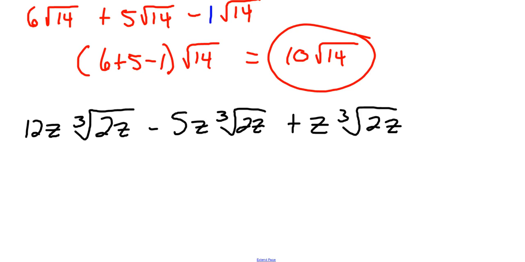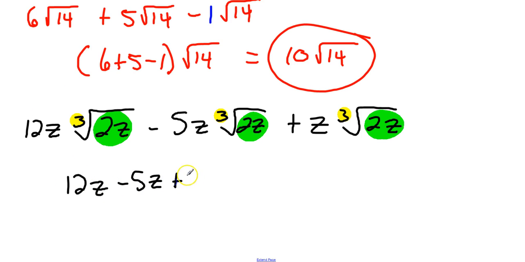Okay, first thing you're looking at is the index. 3, 3, 3. So the indexes are all the same because they're all in the third root. And then the next thing you're looking for is making sure that all the inside numbers are the same. It's 2z, 2z, and 2z. So if all those match, then we're good to go. Now we can take the outside numbers and just add or subtract those. So we've got 12z minus 5z plus z.